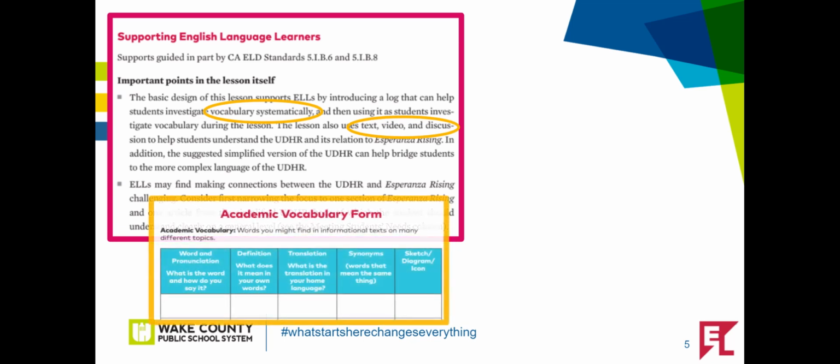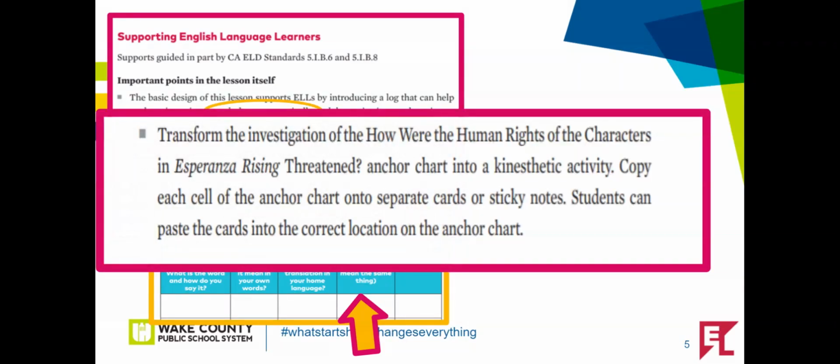All students benefit from the academic and domain-specific vocabulary logs that include not only definitions and pronunciations, but making meaning through adding synonyms and sketches for each word. To benefit all students and increase engagement and ownership of the anchor chart titled, How Were the Human Rights of the Characters in Esperanza Rising Threatened?, transform this into a kinesthetic activity by writing each cell of the chart onto note cards or sticky notes, and allowing different students to paste the cards on the correct locations as you go.